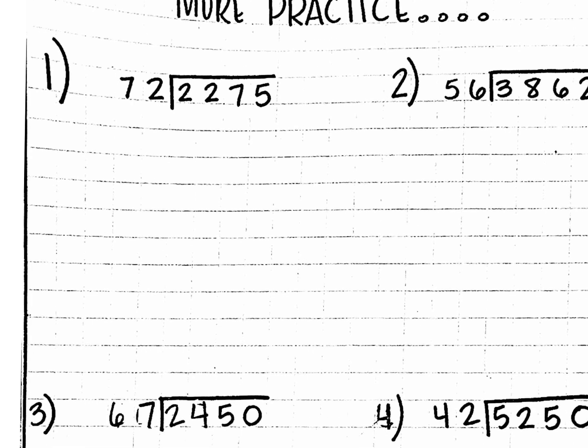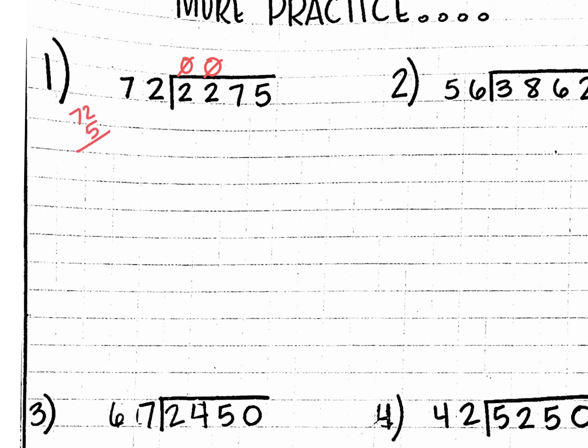Okay, first, I know 72 can't go into 2. I know 72 can't go into 22. I know it can go into 227. I just have no clue how many times. I don't get compatible numbers. That doesn't make sense to me. So I'm going to start right in the middle, and I'm just going to try 72 times 5.